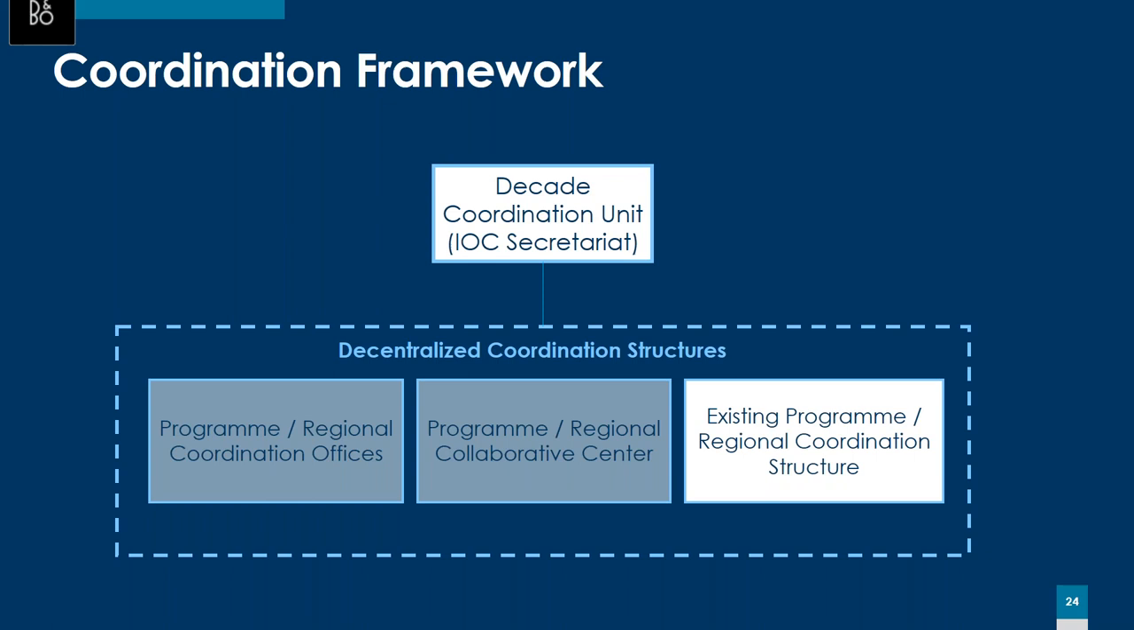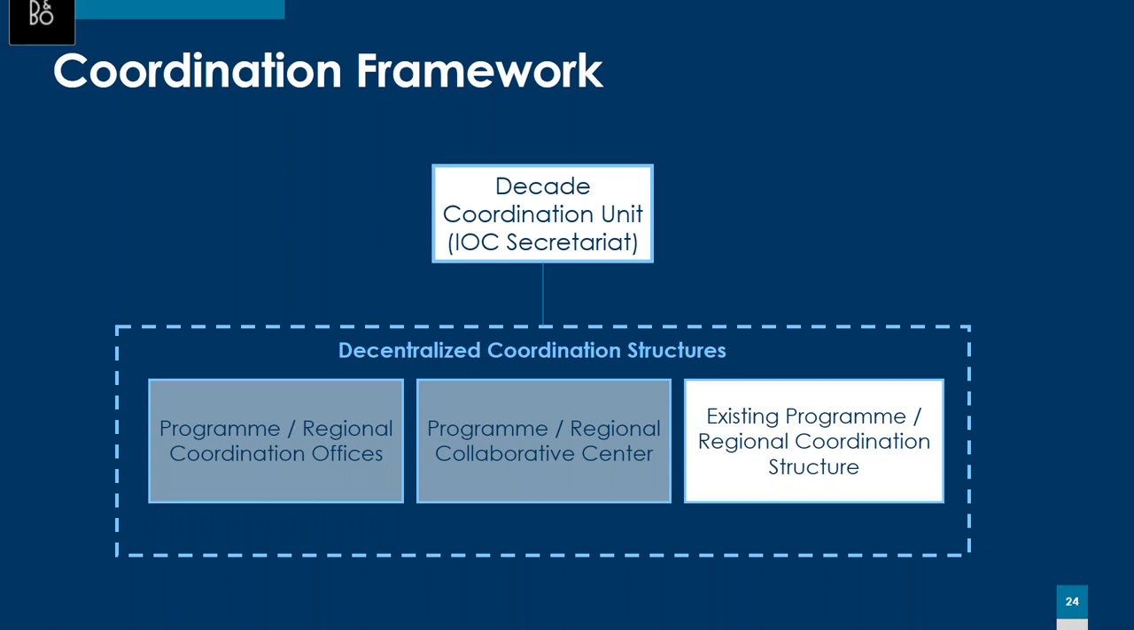As we continue with the coordination framework in an organized sense, the decade coordination unit, which will be part of the IOC staff and secretariat, has then extended structures that we would label as being decentralized. The regional coordination office and the regional collaborative centers, these would be constructed by, in the case of the offices, a more formal arrangement with the IOC. We already have several of those for data and for the Global Ocean Observing System. We have them located in such countries as the government of Flanders and Belgium, Australia, and others. But these are some formal arrangements with the IOC in the regional coordinating centers.